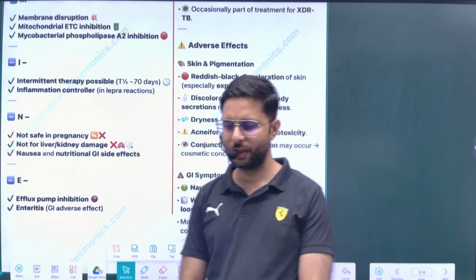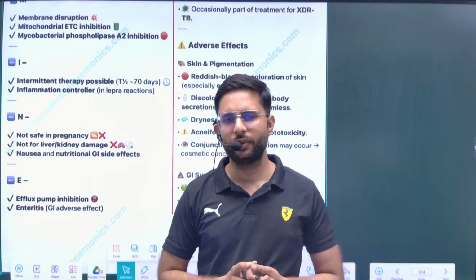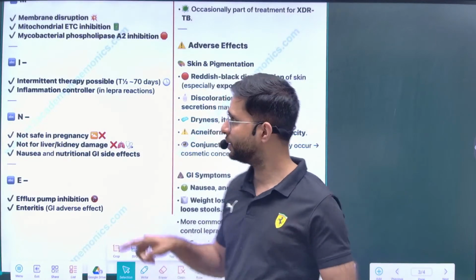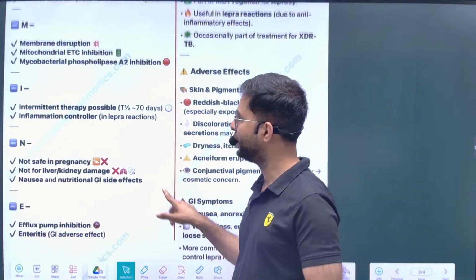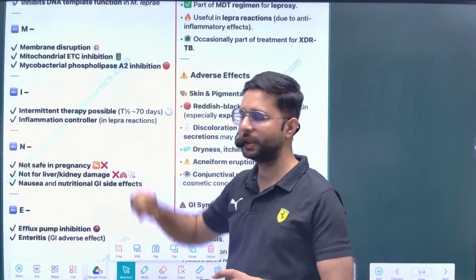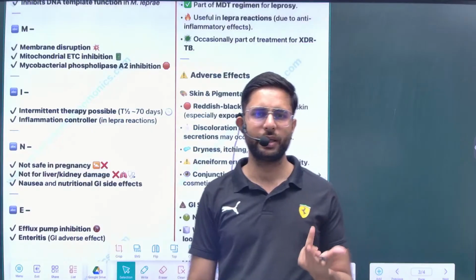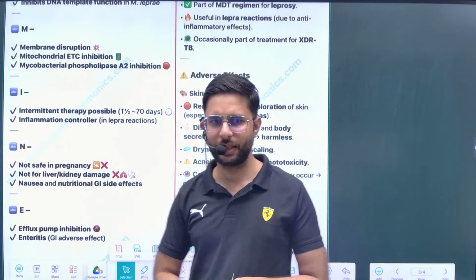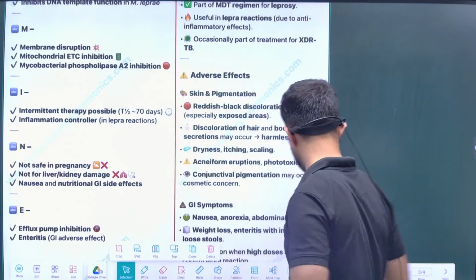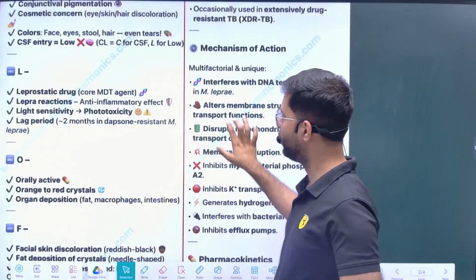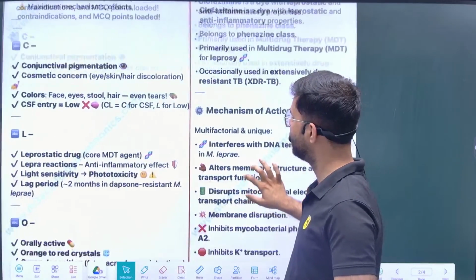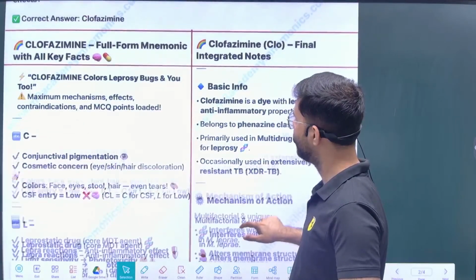So how many mechanisms does clofazimine work by? You can remember M and E: membrane disruption, mitochondrial ETC inhibition, mycobacterial phospholipase A2 inhibition, and also efflux pump inhibition. This is the full form of clofazimine. After completing this session, you should write this full form yourself.